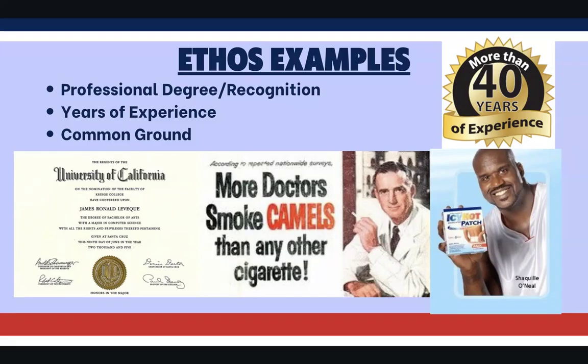We see a picture here of Shaquille O'Neal holding Icy Hot patch, right? And this is essentially him saying that as a professional basketball player, I recommend this product, I use it, which essentially sends a message to us that, yo, we can also use this product, right? Because a renowned professional player like Shaquille O'Neal uses this product and he endorses it. So that's just an example of ethos and how it is important for helping us to establish a persuasive argument.